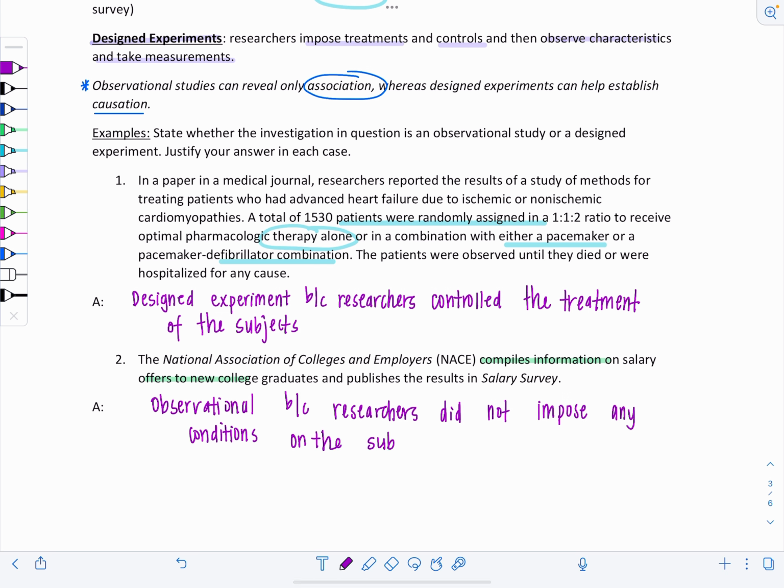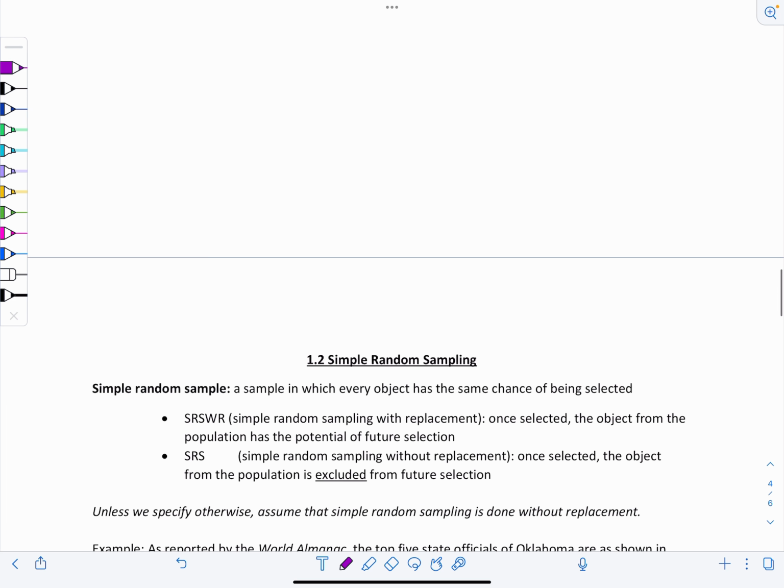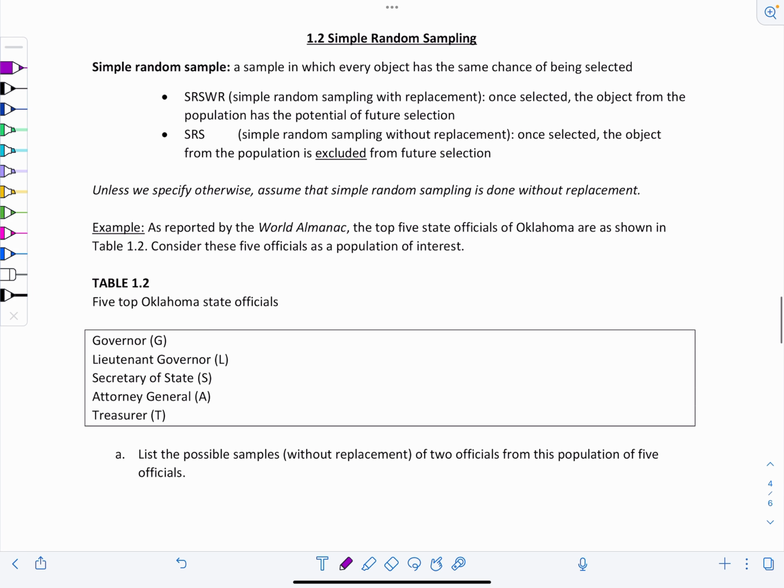All right, good. Excellent. So that concludes section 1.1. We're going to continue onward into section 1.2.